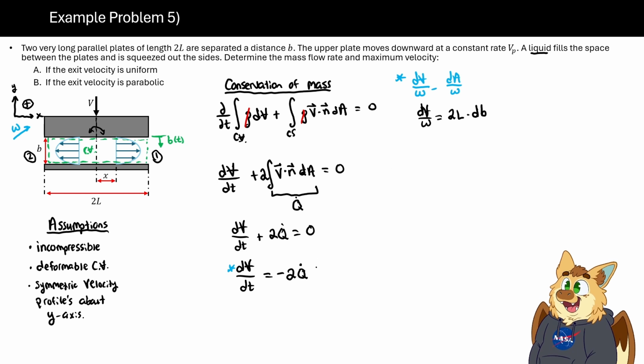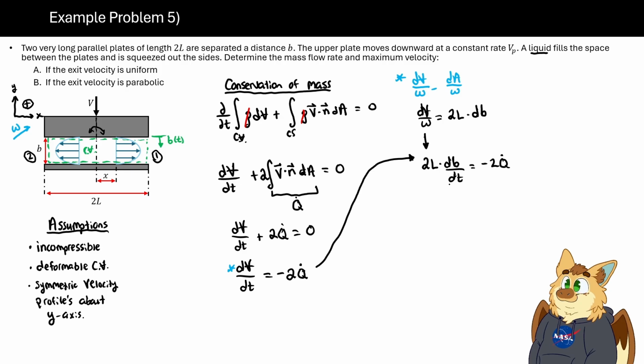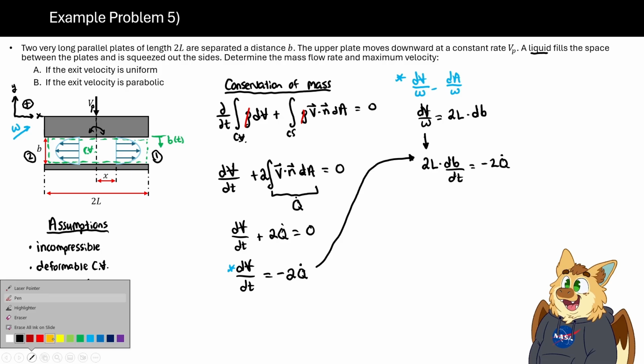So let's basically combine everything. And we can get that we have 2L times db over dt equals -2 times Q dot. Okay, and then we need to find out what db over dt actually is. So if we look to our question here, we see we have a velocity of the plate coming downwards. So let's take a little side right up here.